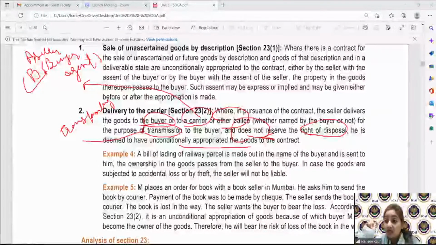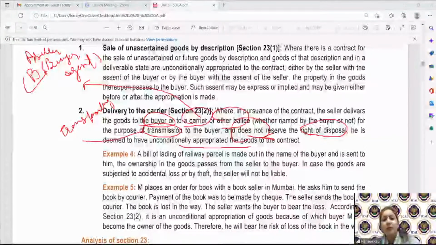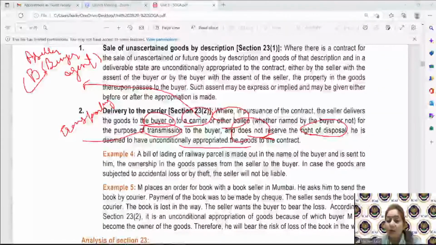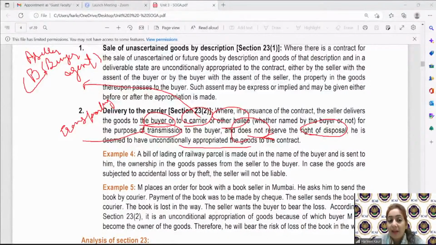I'm doing conditional appropriation. So where the seller is asking the carrier not to deliver the goods, stopping him on the way, he's reserving his right of disposal. If such terms are used, then it is a conditional appropriation. But Section 23 subsection 2 specifically tells you that once the goods have been given to a carrier, you are not reserving your right of disposal. That means the goods have been given to the buyer.